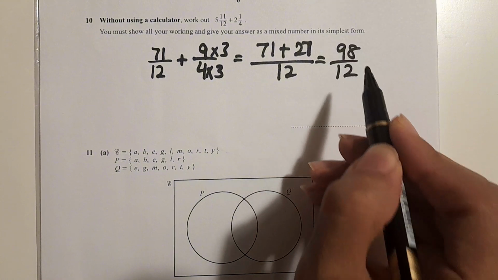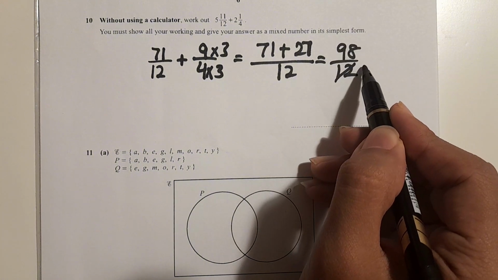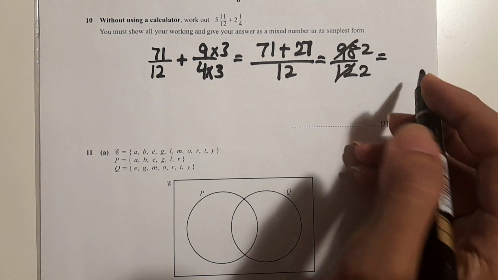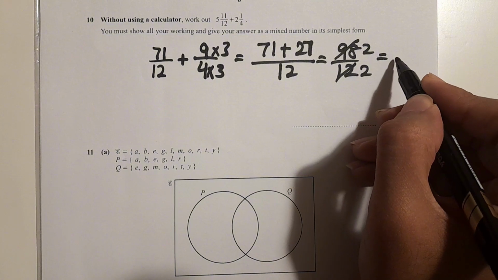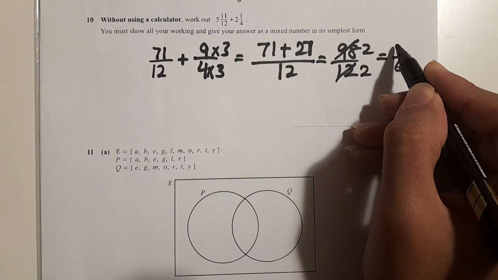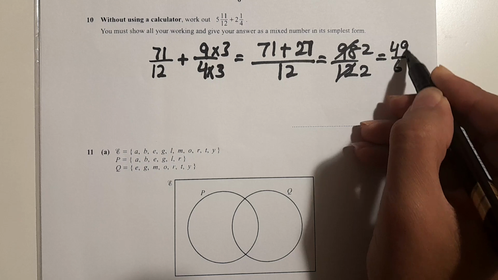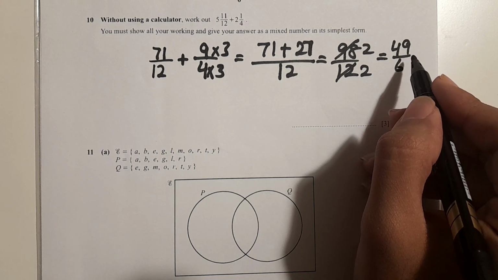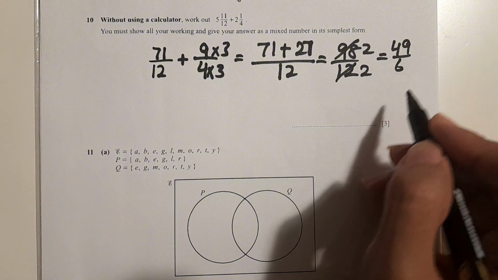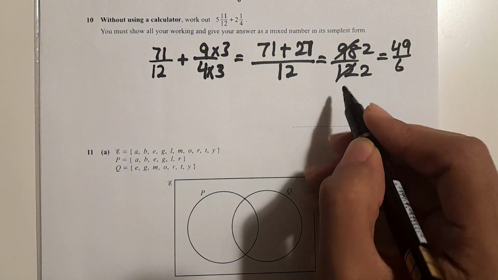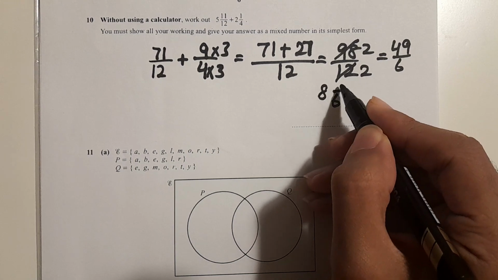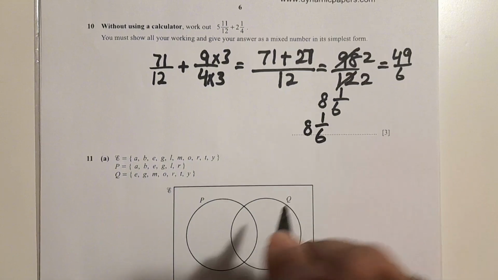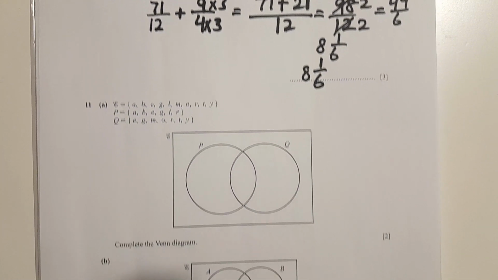98 divided by 12. So we will simplify it, first dividing by 2. 12 divided by 2 is 6, and 98 divided by 2 is 49. Now we will write 49 over 6 as a mixed fraction, because this cannot be simplified further. So we will write 6 multiplied by 8, and 1 over 6. So the answer will be 8 and 1 over 6, the final answer.